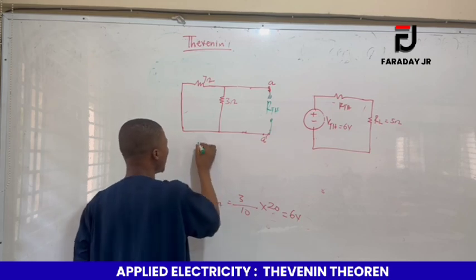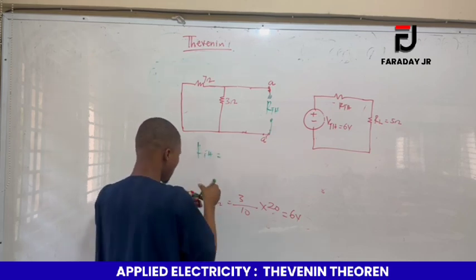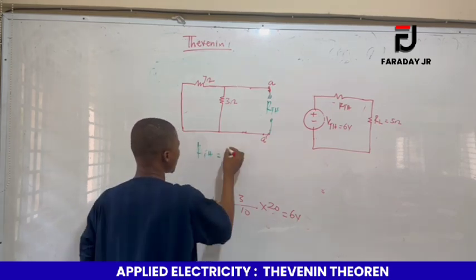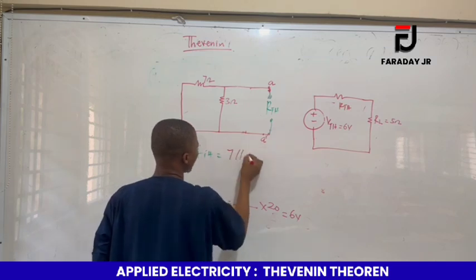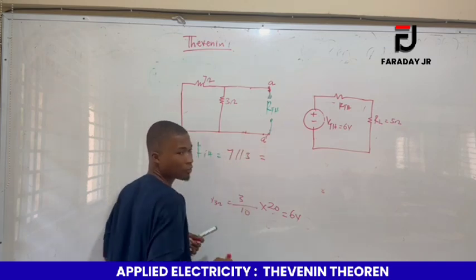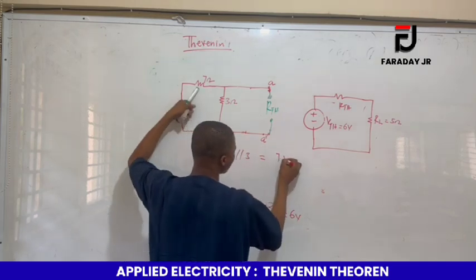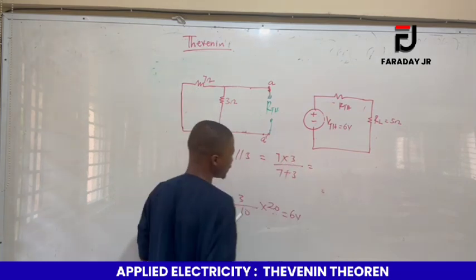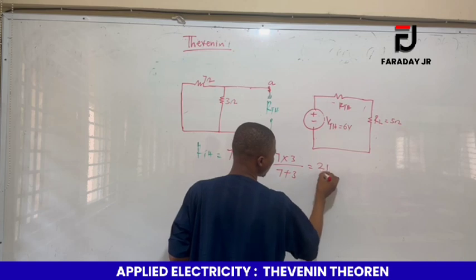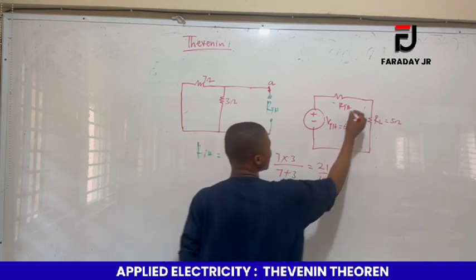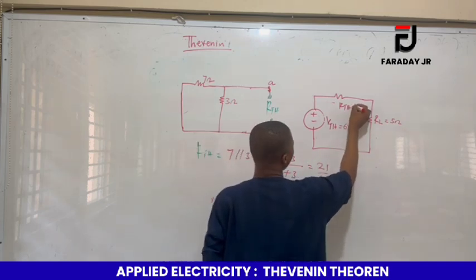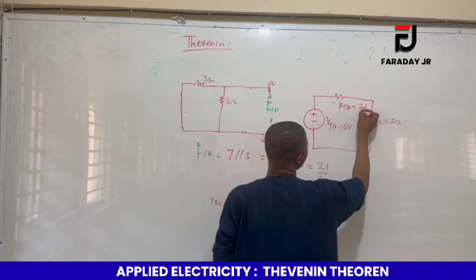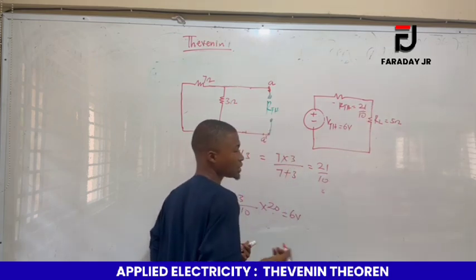So our RTH will be the same as 7 parallel 3, which is the product over the sum. That gives 7 times 3 all over 7 plus 3, which is 21 over 10. So our RTH is 21 over 10.